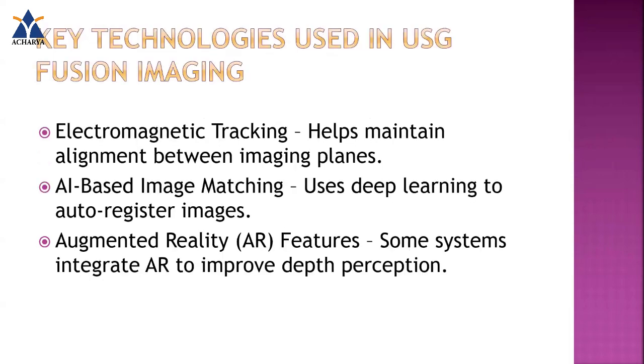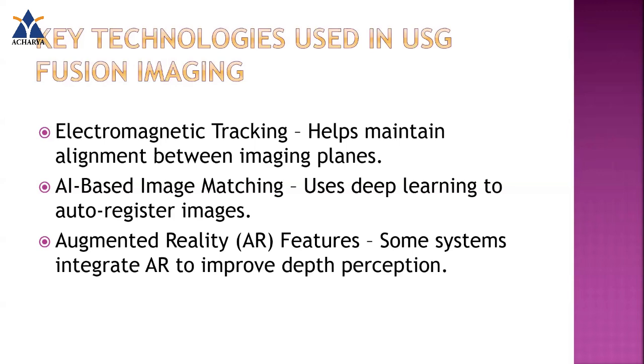Key technology used for the fusion, what are the techniques? They are using three techniques for the fusion. What are the three techniques? One is called electromagnetic tracking. It helps maintain the alignment between the image planes.